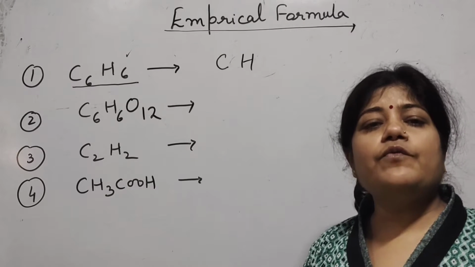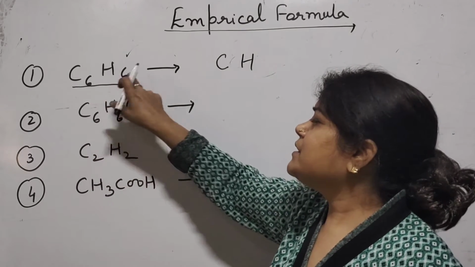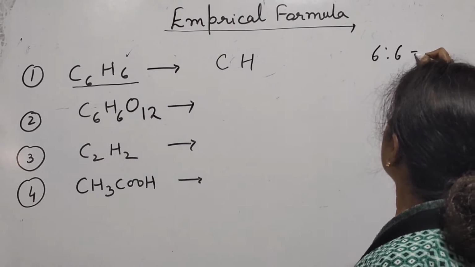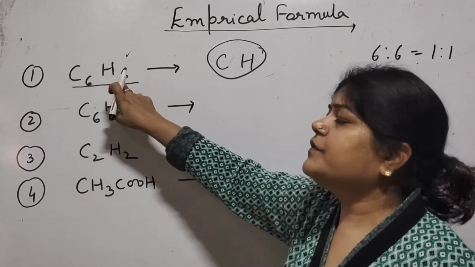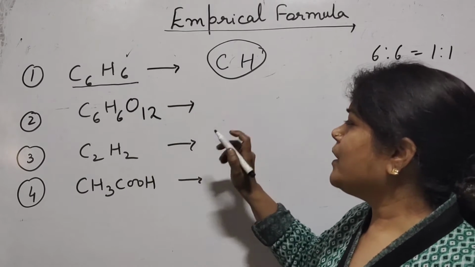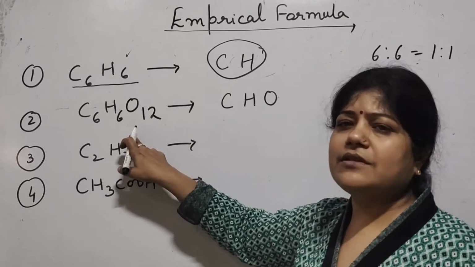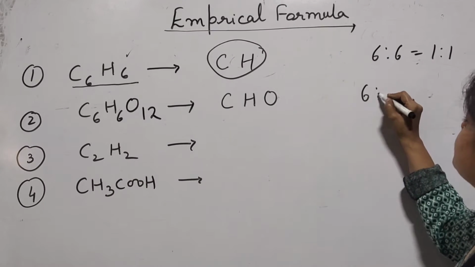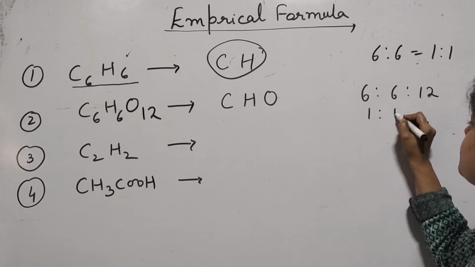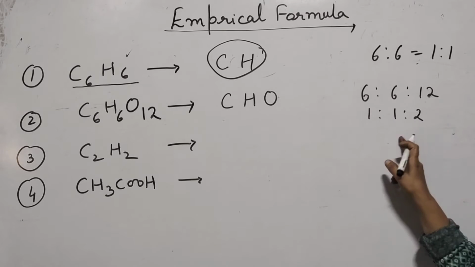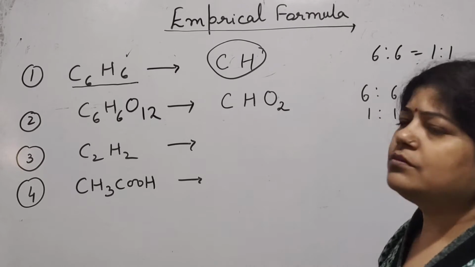Second step, we have to find the minimum ratio between those elements. So we have the ratio 6 and 6, that is, it becomes what? 1:1. So CH only is the empirical formula of this compound. Now see the second one. We have C, H and O. Three elements are present in this compound and we have the ratio 6:6:12. So we divide it by 6, we get 1:1:2. So the empirical formula for this compound becomes CHO2.